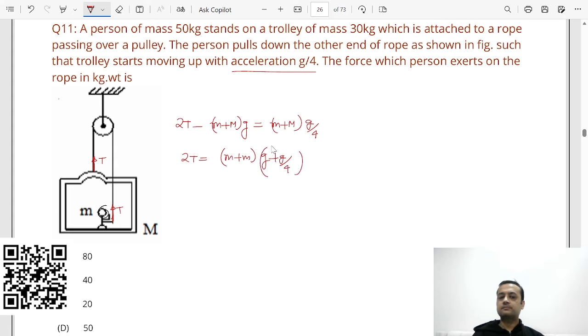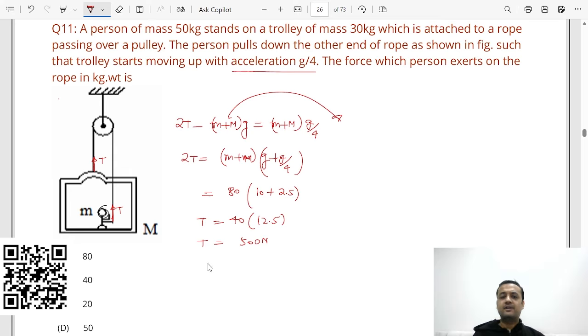If you bring this to the right side and take M plus m common, small m was 50 and capital M was 30, so it becomes 80 into (g plus g by 4). Now g we can take as 10, and g by 4 is 2.5. So T will be 40 into 12.5, which is 500 Newton, but we have to report the answer in the unit kilogram weight.